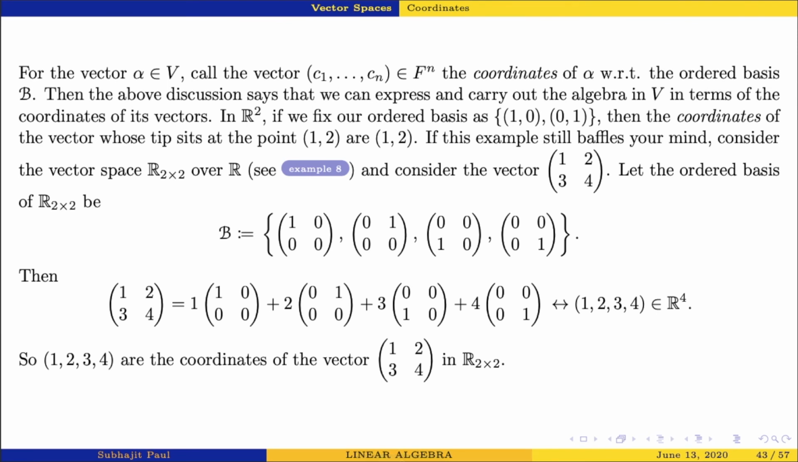So this concludes our section on coordinates. Let us move to the last section, change of basis.